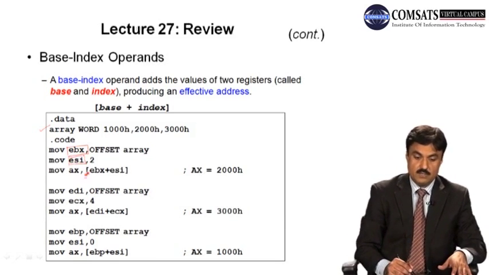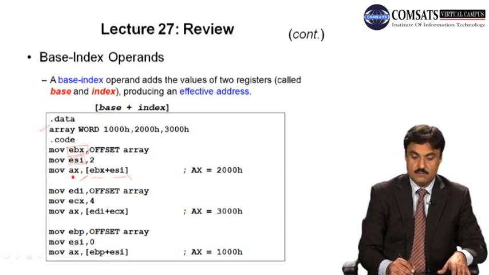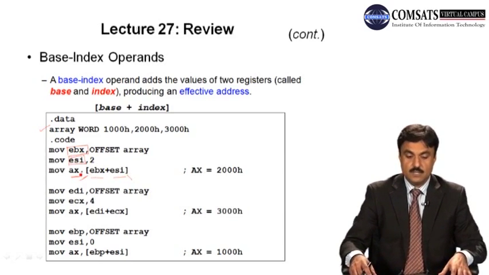So here we can combine them. This angle bracket is most important; we have to use it. So base plus index form the effective address, and from this address we read the word, and that word will be stored in AX.